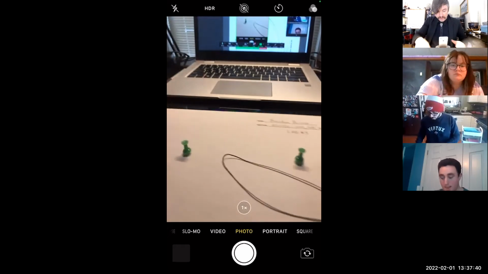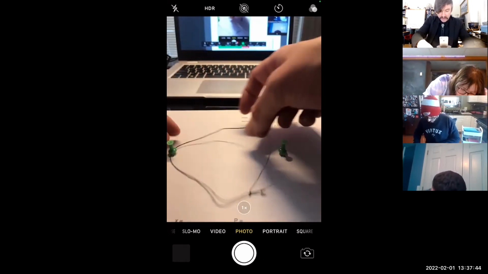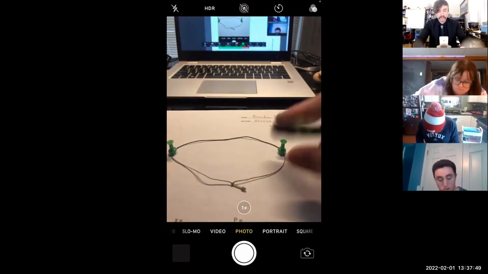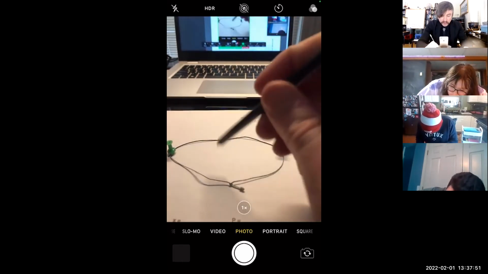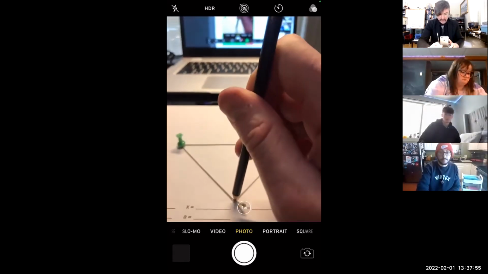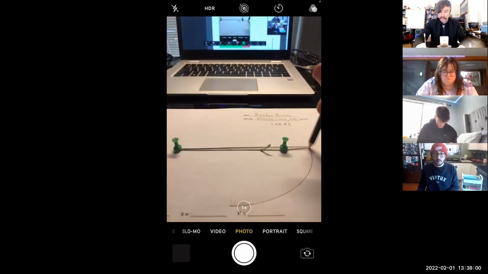I'm going to put the loop of string underneath the thumbtacks against the metal. I'm going to hold my pencil taut, and I am going to drag around the page.